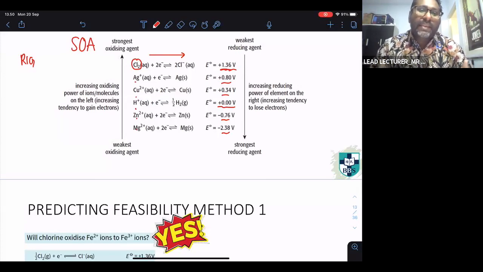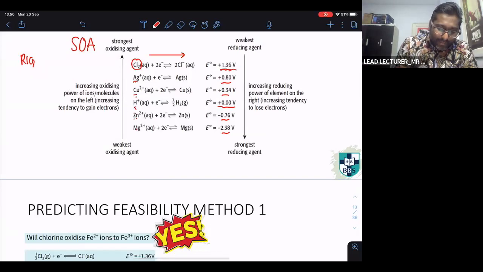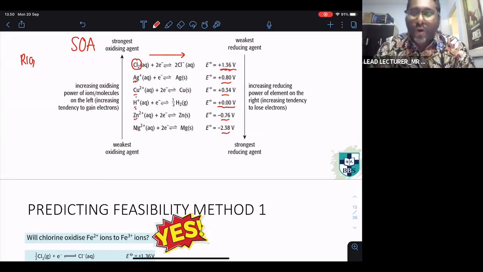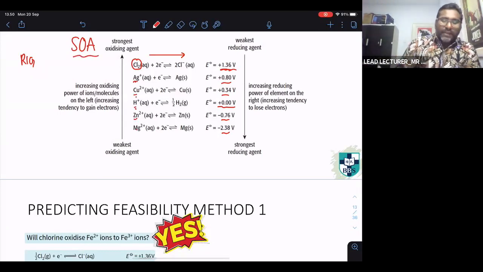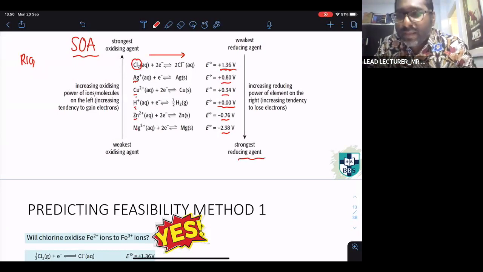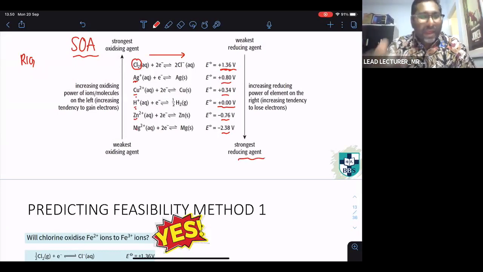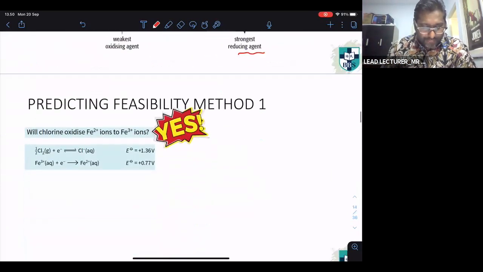Or you can say Cl2, compared to all the other examples that you have over there, is the strongest oxidizing agent. You can actually remember that. And if this one is the strongest oxidizing agent, of course this one would be the other way around, the strongest reducing agent. Okay, so this one I will teach you how to apply.